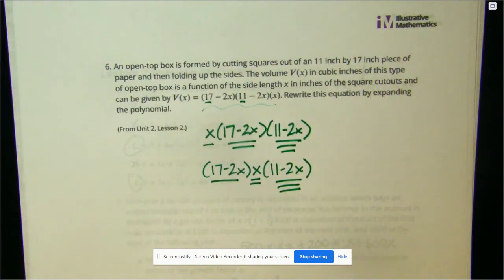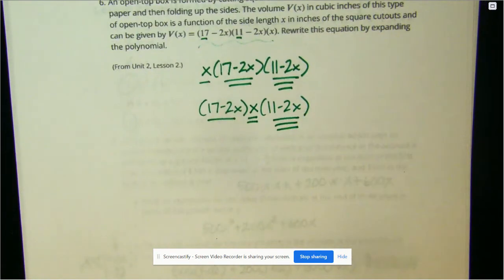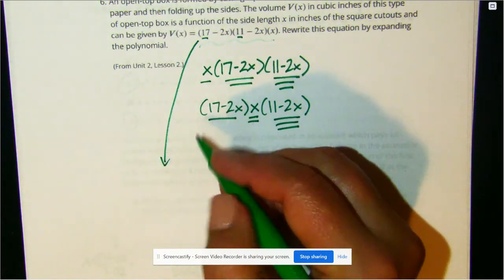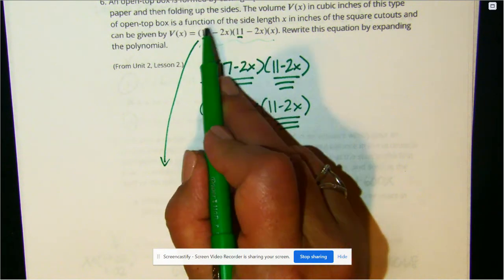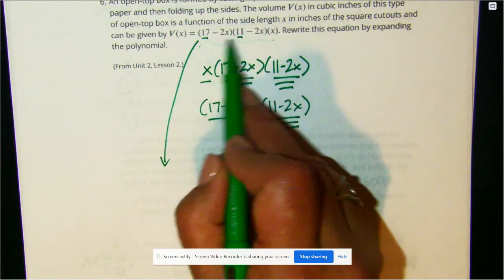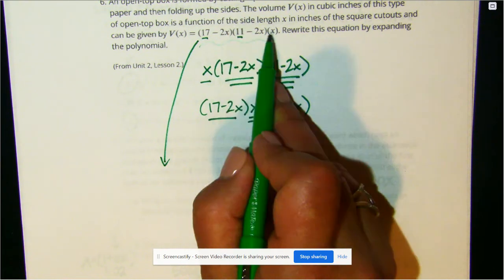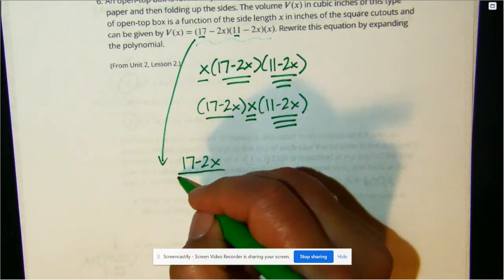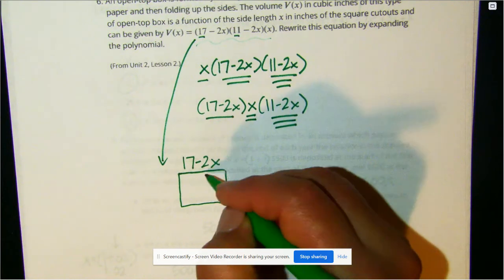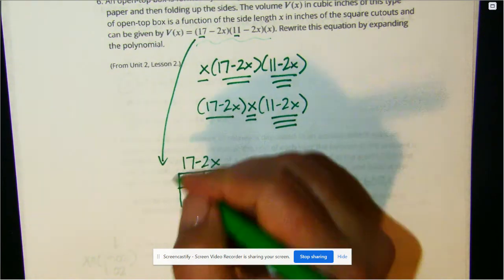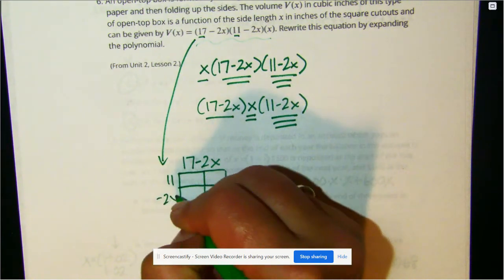Oh, but what do they want us to do? Multiply it out. Okay, this is great practice. So I'm going to do the box method, okay? Because I have to make sure 17 gets multiplied by both of those and -2 gets multiplied by both those. Then when I get that answer, I have to times all of that by x. So I'm going to make a box. It just helps you organize your thinking. So I'm doing 17 minus 2x times 11 minus 2x.